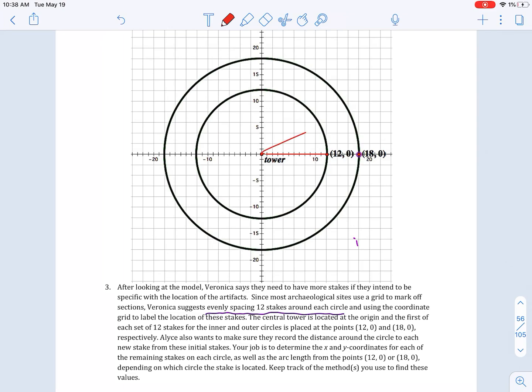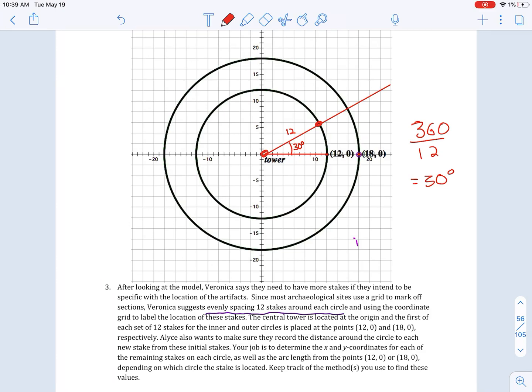So the question is, when I come out here to my first stake, what is this degree measure here? Well, if the stakes are even and there are 12 of them, each angle would be what? This tells me that each angle would be 30 degrees. Okay, so I know that this is 30. And what's the other piece of information that I know? The radius. The radius from here to here is 12. Okay, so I have a radius of 12, radius of 12.